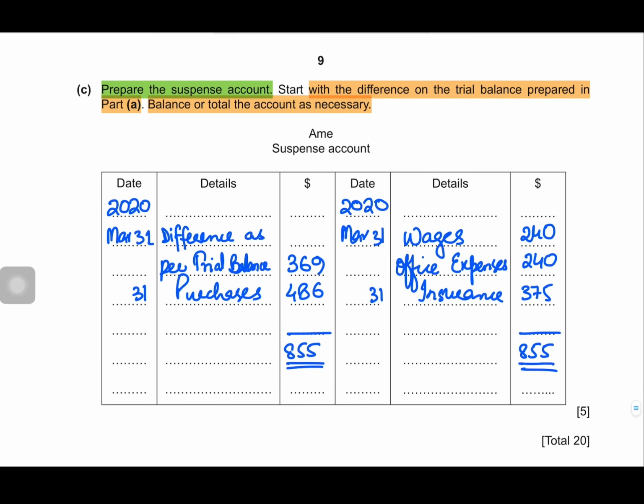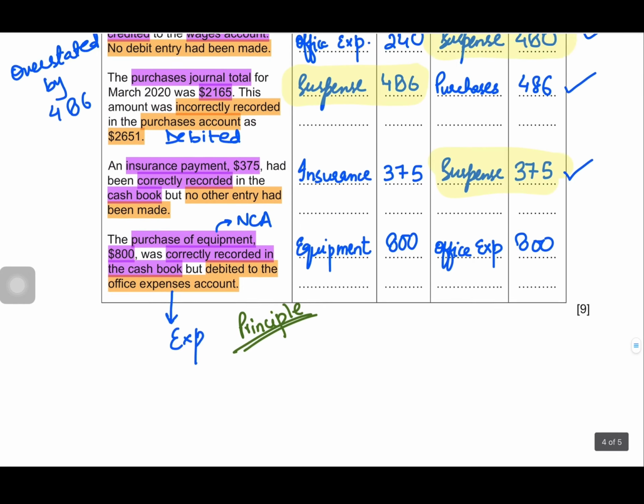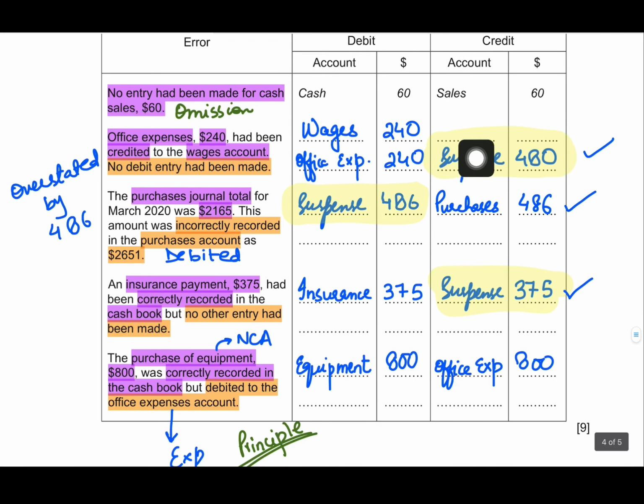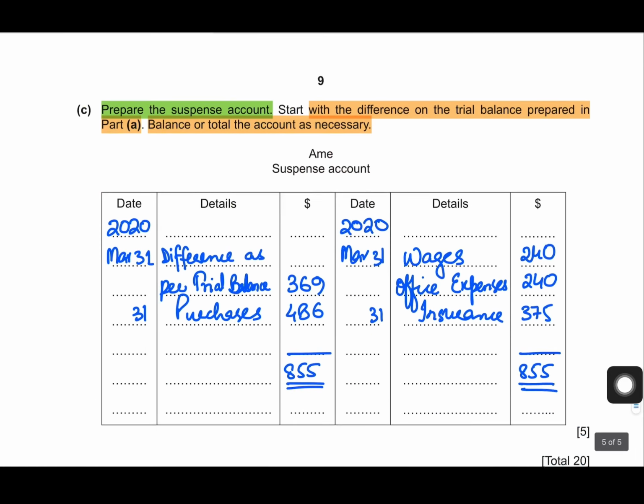So this is how you will be solving your question in the exam as well: some entries will pass through the suspense account, some won't pass through the suspense account, and then you might be required to prepare the suspense account as well.